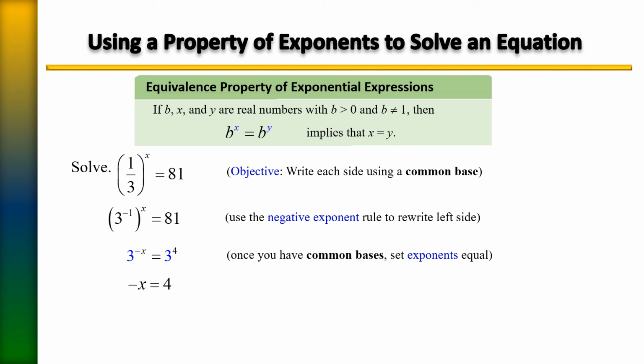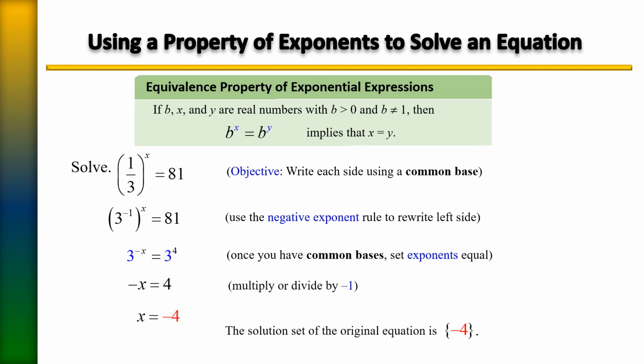And then last step to solving this, you know that the variable you're solving for cannot be negative. Multiply each side of the equation by -1, or you could even divide each side by -1. But the bottom line is your answer is x equals -4. And there you have it. We solved an exponential equation using the equivalence property of exponential expressions.